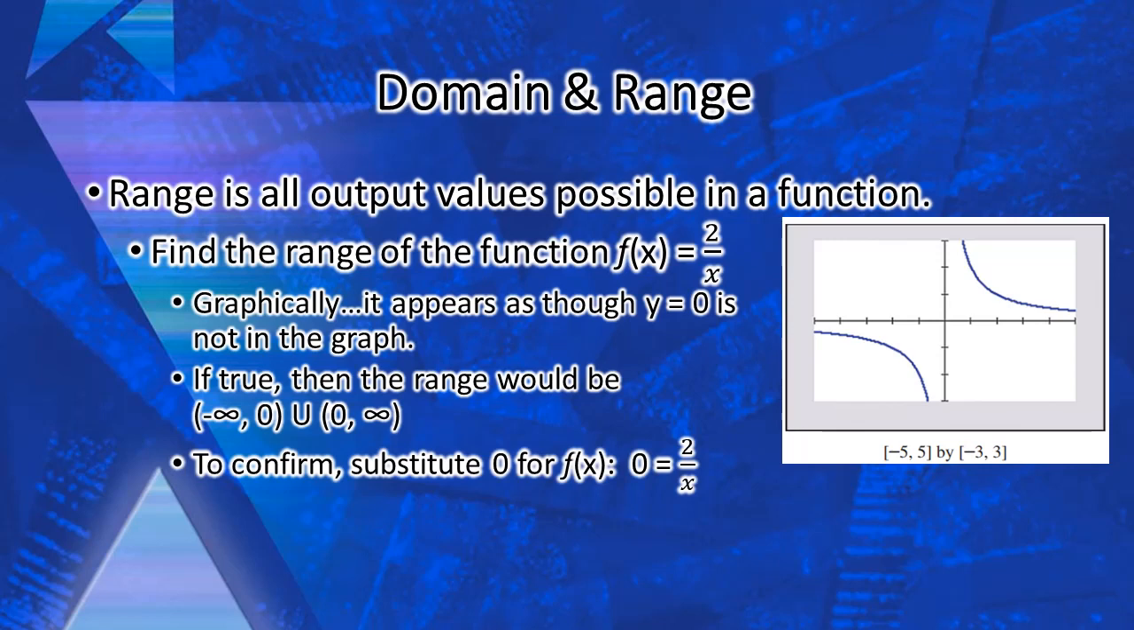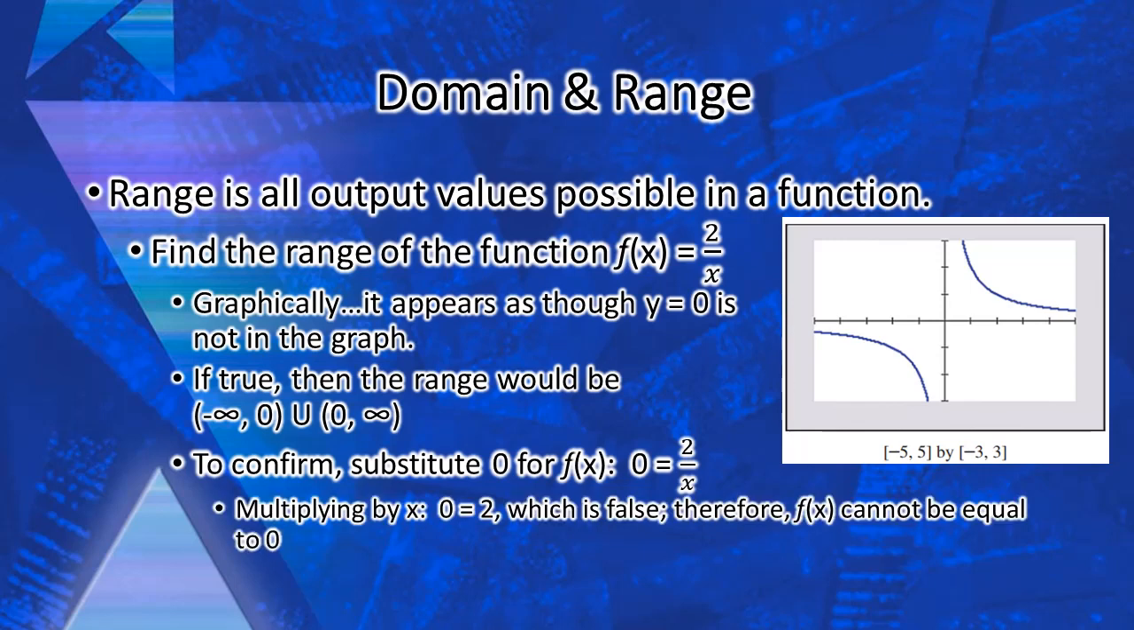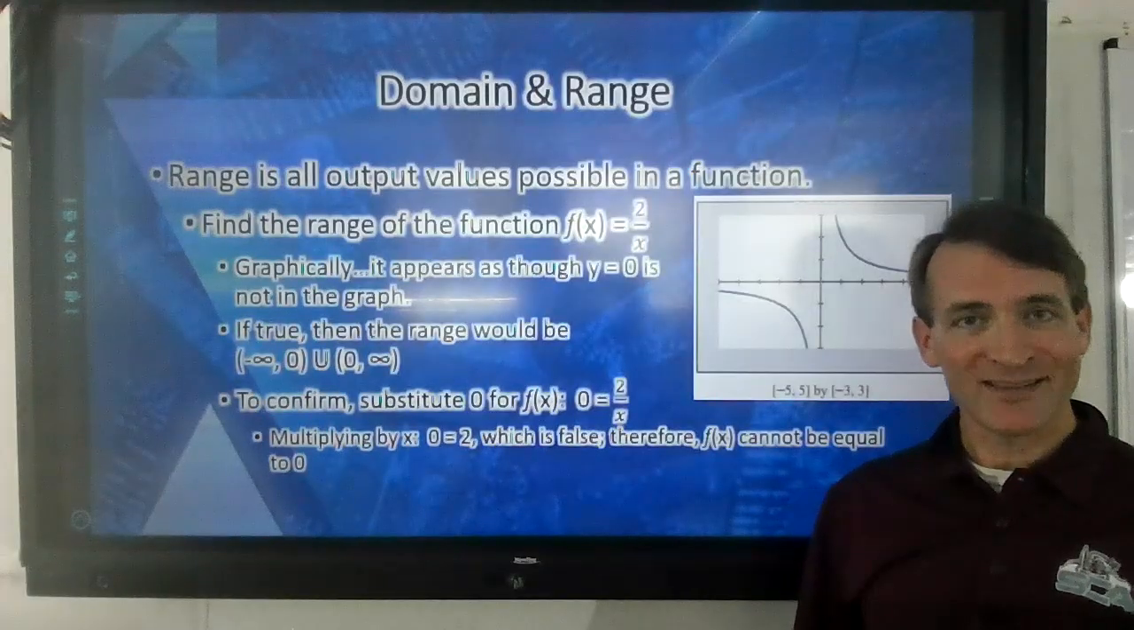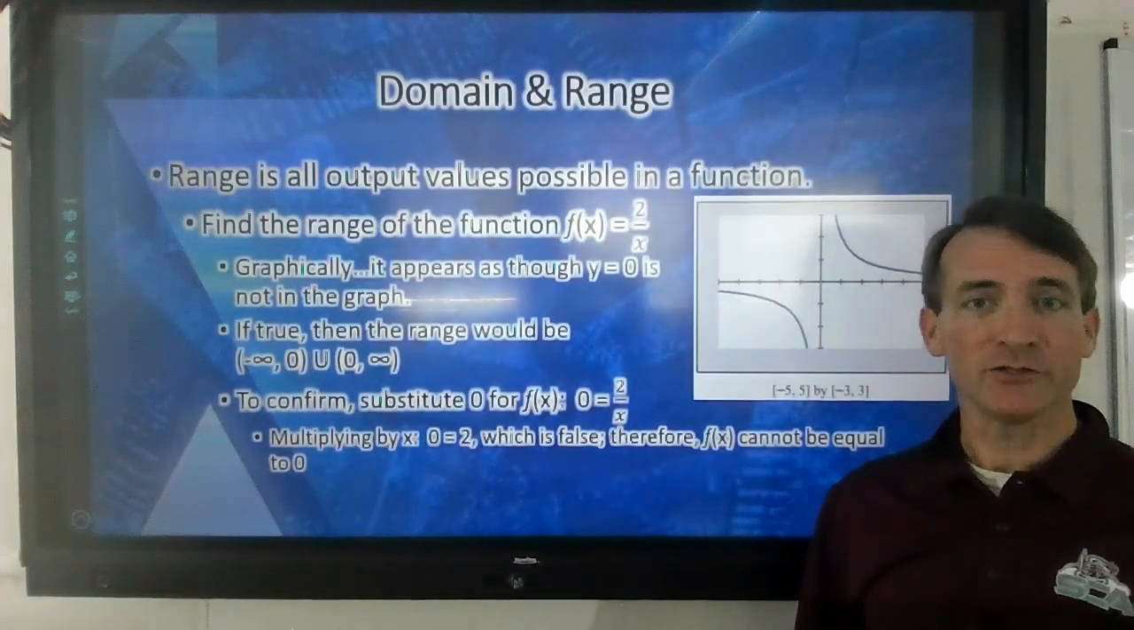So plugging in a 0 for my f of x, solving by multiplying both sides by my denominator to get rid of my fractions, that gives me 0 is equal to 2. 0 is not equal to 2, that's a false statement. So that tells me that 0 does not work for a value of y in this particular function. So 0 is not part of my range.